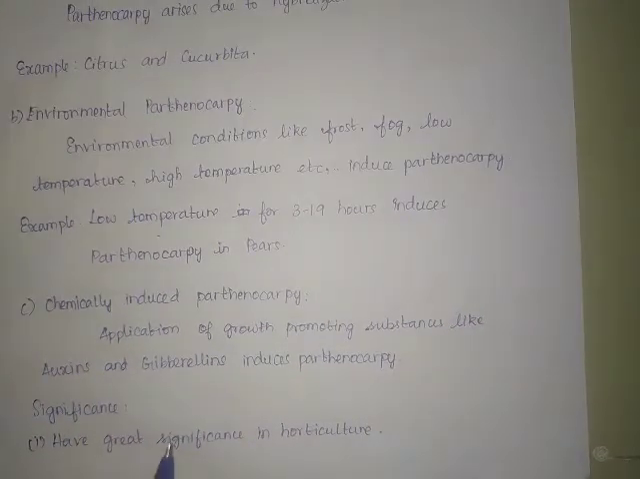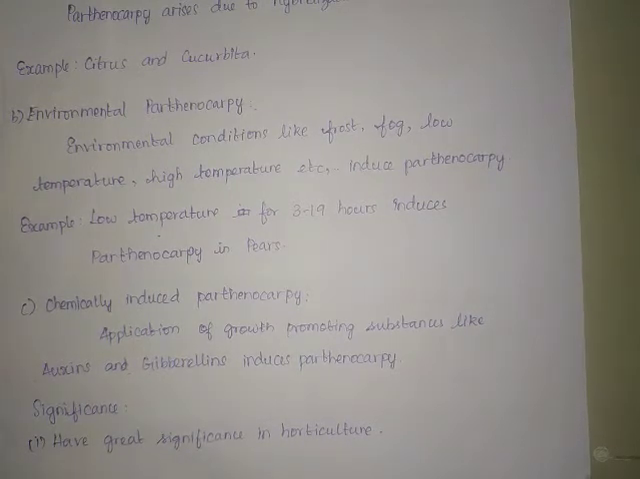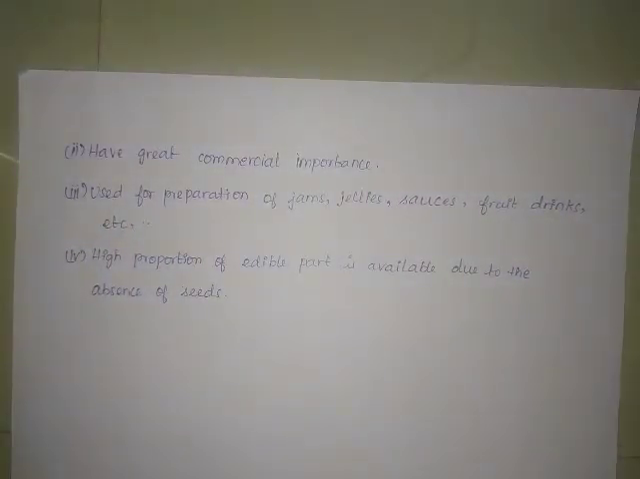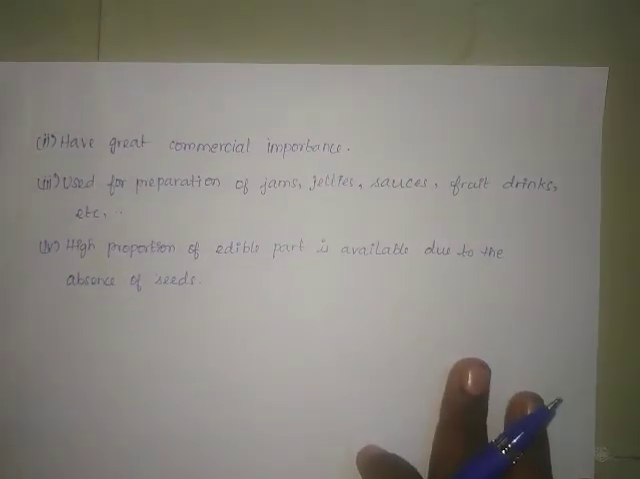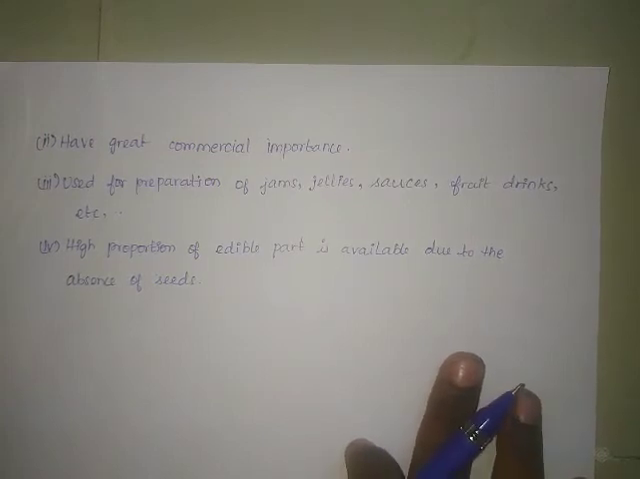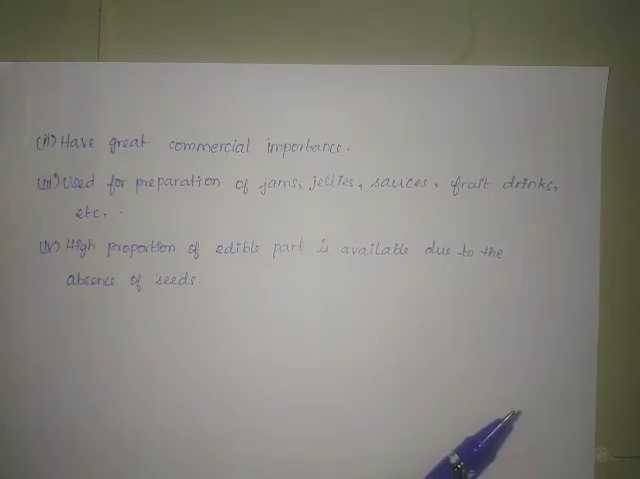So first point, have great significance in horticulture. Next, second point, have great commercial importance. Third point, used for preparation of jams, jellies, sauces, fruit drinks, etc. And fourth point, high proportion of edible part is available due to the absence of seeds.